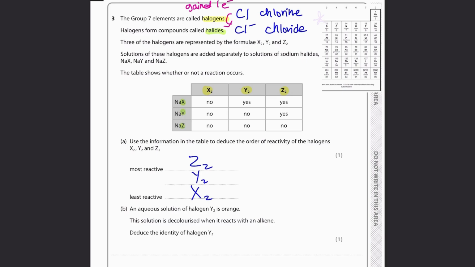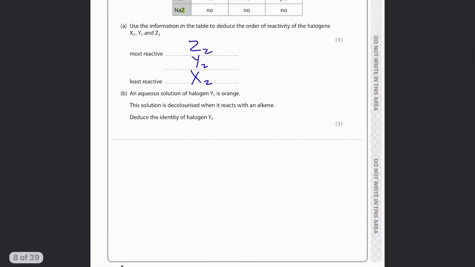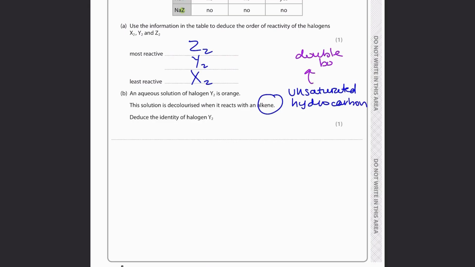So to revise this, we need to know what an alkene is. An alkene is an unsaturated hydrocarbon. What does unsaturated mean? It means that there is a double bond. Okay, there's a double bond. So I'm going to have an example to show you. Let's pick ethene. Ethene is an alkene.